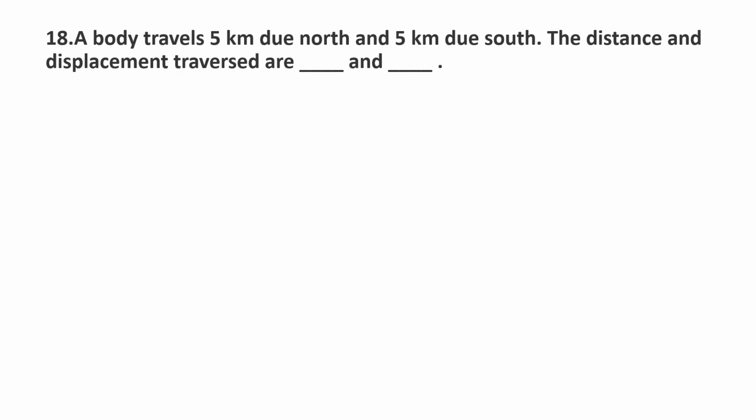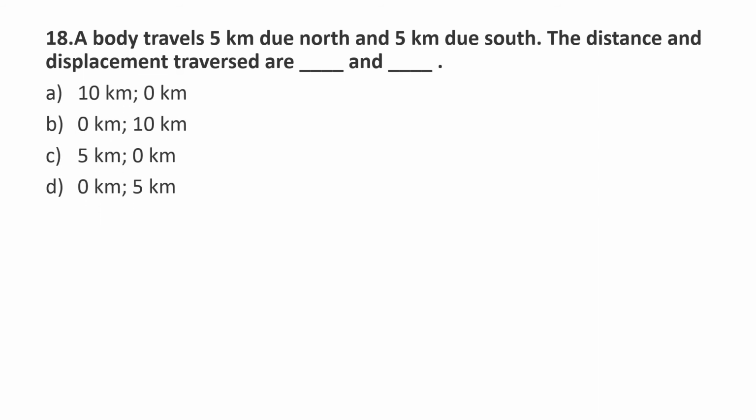18th question. A body travels 5 km due north and 5 km due south. The distance and displacement traversed are dash and dash. Options are: A, 10 km, 0 km. Option B, 0 km, 10 km. Option C, 5 km, 0 km. Option D, 0 km, 5 km.